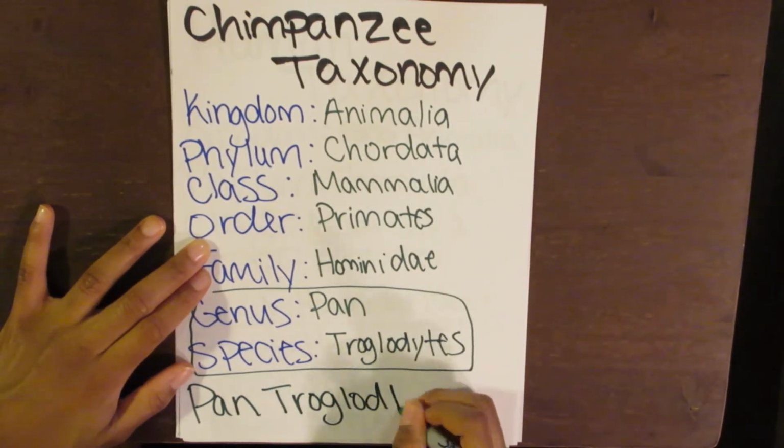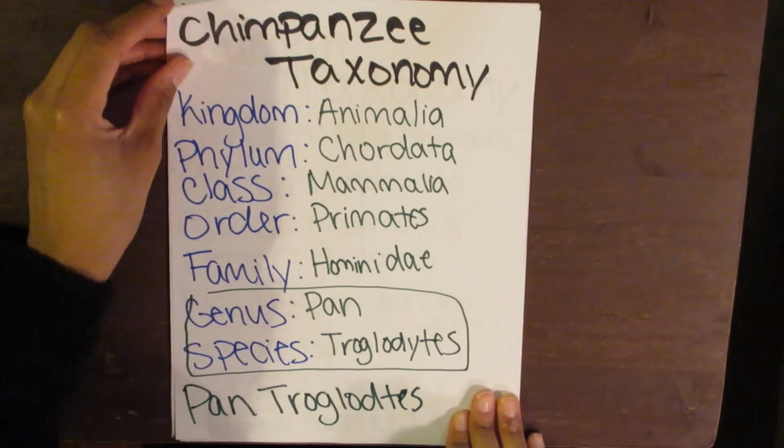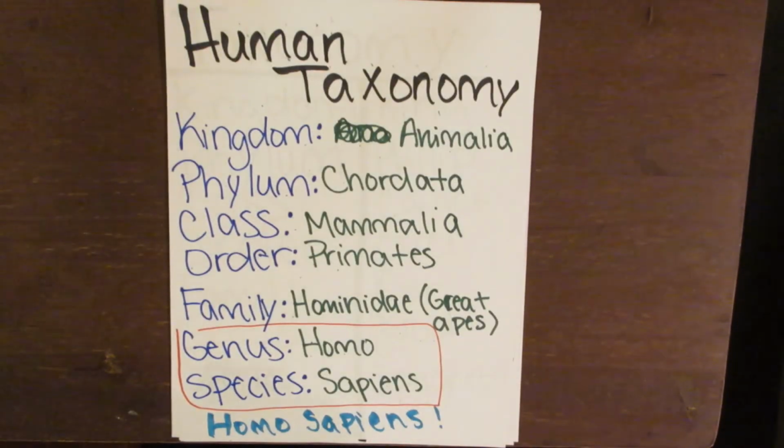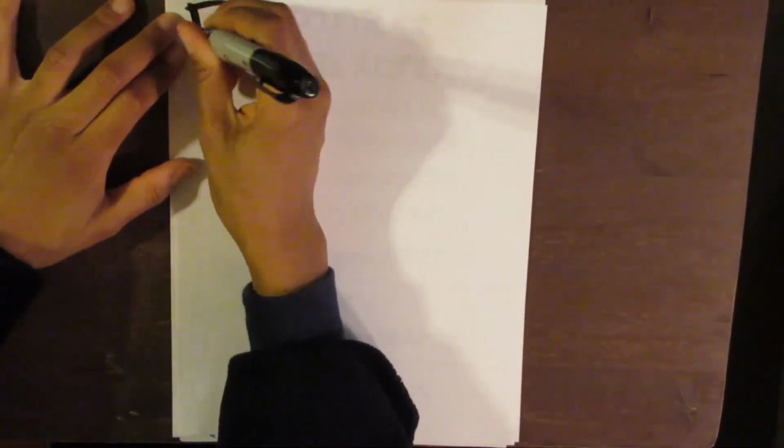So we're gonna highlight that, and then that means that the scientific name for the chimpanzee is Pan troglodytes. See how that works? But look at how close they are related to humans. The genus and the species is the only thing that's different. Everything else is completely the same. And it's pretty much like that for all of the great apes, which is crazy.